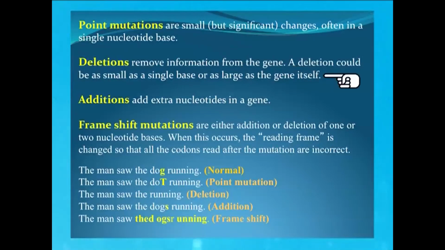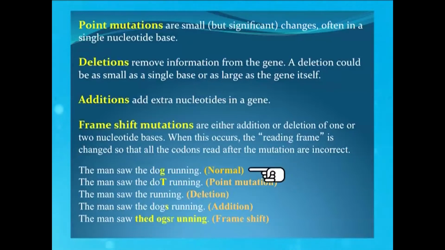And deletions are removal of information from the gene. Deletion can range from a single nucleotide to an entire gene. And additions are addition of extra nucleotides into the gene. Now, the frame shift mutations are either addition or deletion of nucleotides in the gene. When this type of mutation occurs, the reading frame of the gene gets shifted.